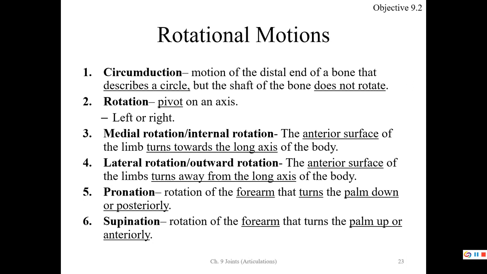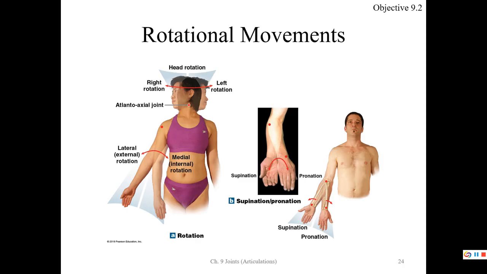Pronation and supination have to do with the forearm. The forearm turns palm down, that is pronation, palm down, or posteriorly. Supination, palm up, or anteriorly, okay? So you can see I can rotate left and right, okay? At the atlantoaxial joint, I can have an internal rotation or lateral rotation. Supination, pronation, when I take my forearm and I rotate it, okay?